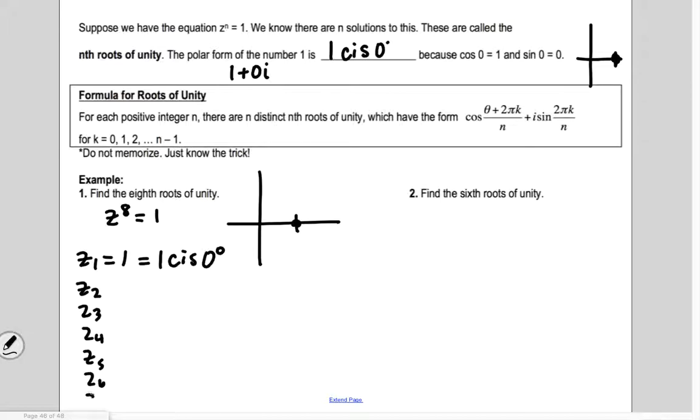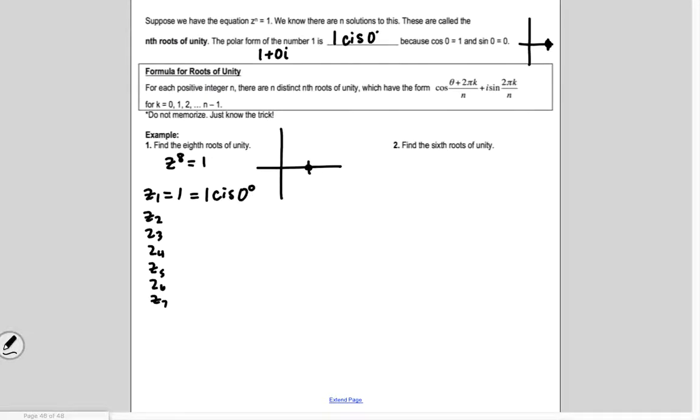I don't know if I gave you guys much room. You don't have the extend page. I know, you're so jealous.